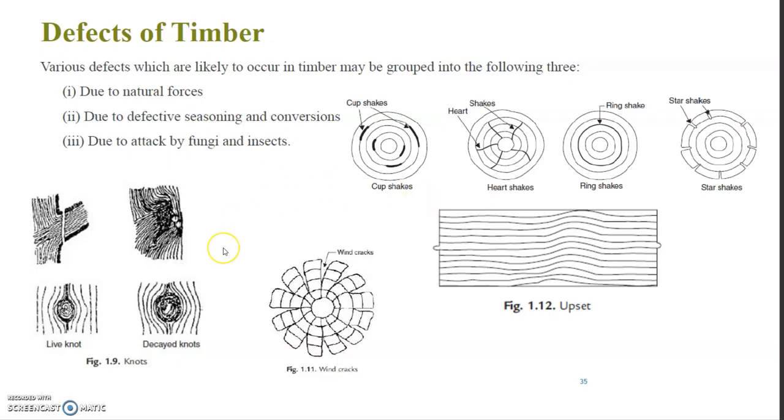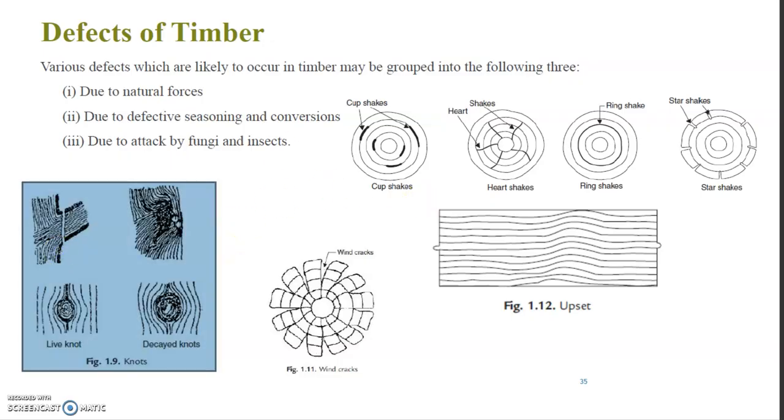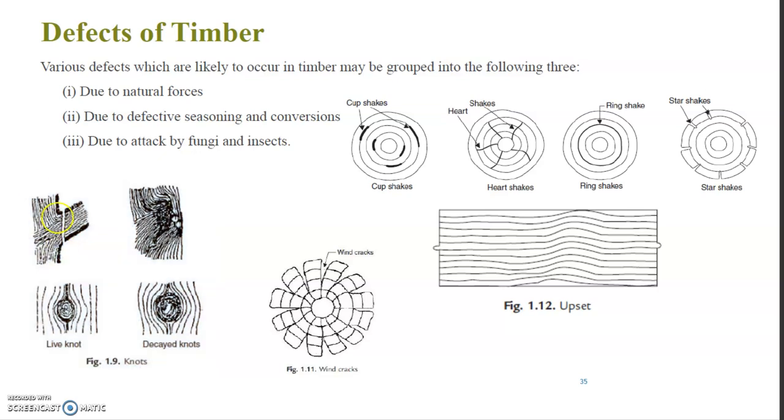If you see these images, you can understand how the natural defects happen. You can see such textures and finishes, and this is called a knot. A decayed knot is a knot that has decayed, and from this knot a branch may come out. These can be seen in standing trees themselves. So if you are getting your timber from such trees, your timber would of course have these defects on its surfaces or in its mass. And finally the wind cracks.